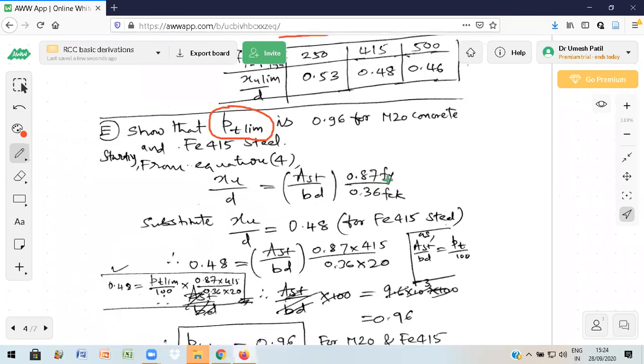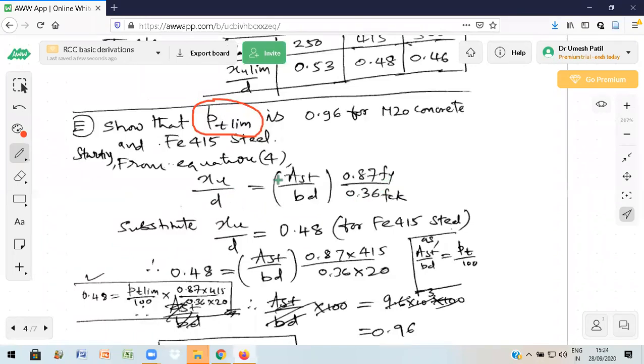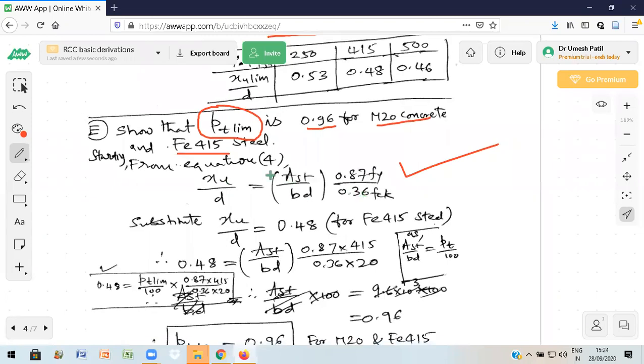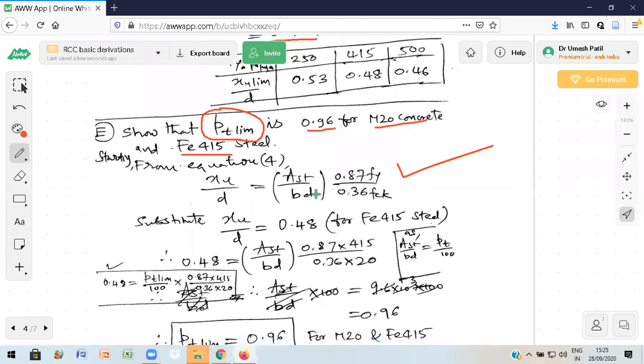Here what I will do: the question is to prove that pt limit is 0.96 for M20 concrete and Fe415 steel. This derivation they have asked in the exam. You start with this formula here: Xu by d is equal to Ast by bd into 0.87 fy by 0.36 fck. This is the derivation part. Now here, Xu by d, I'll directly substitute as 0.48. You look at this.